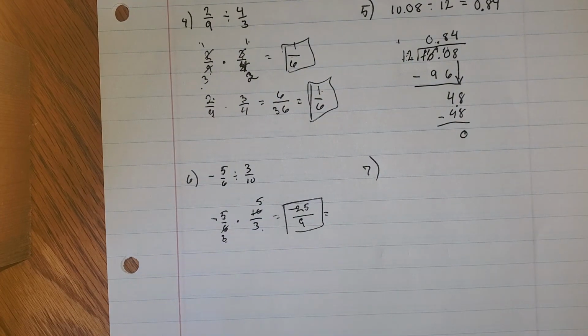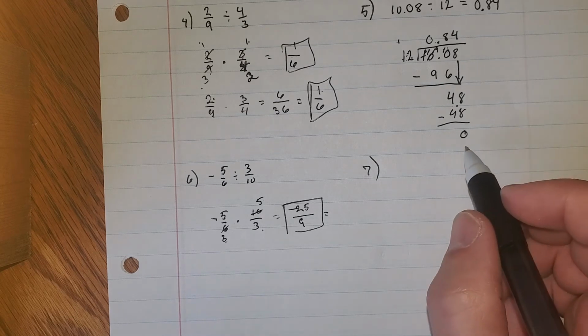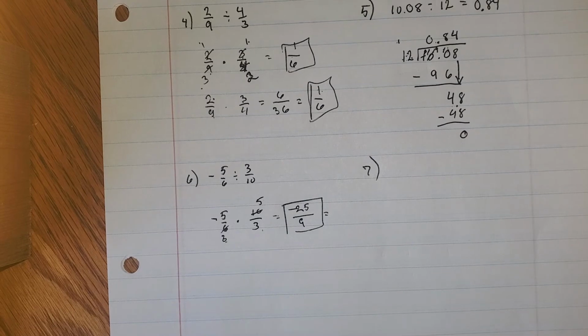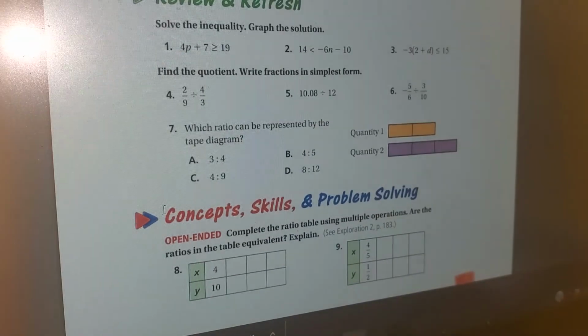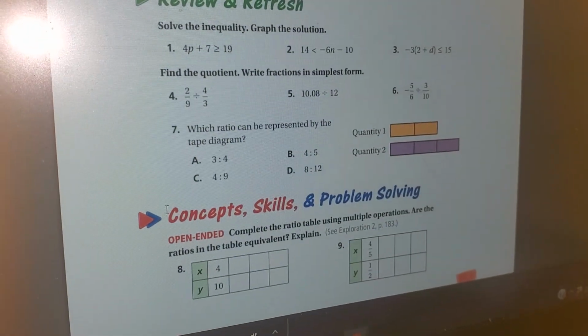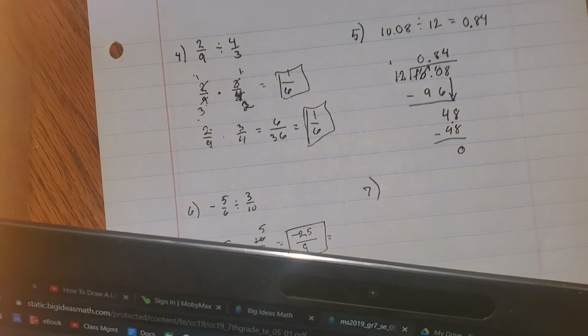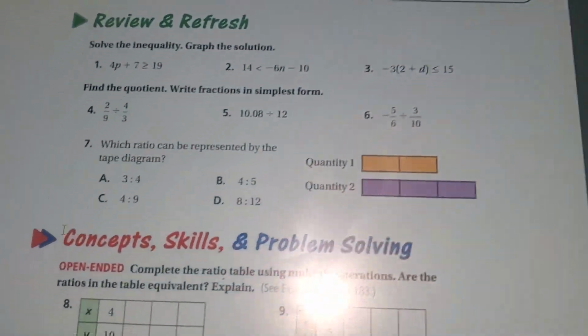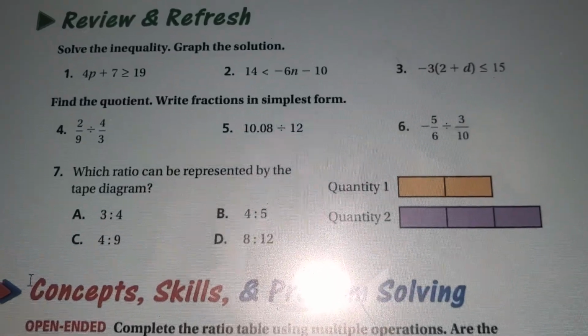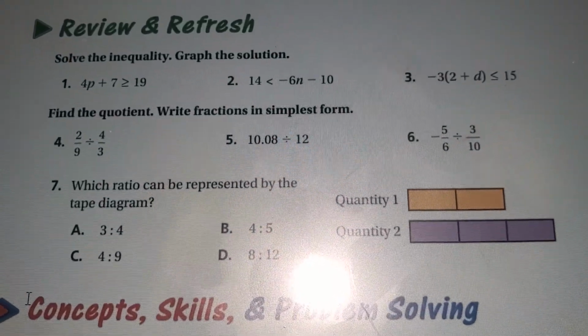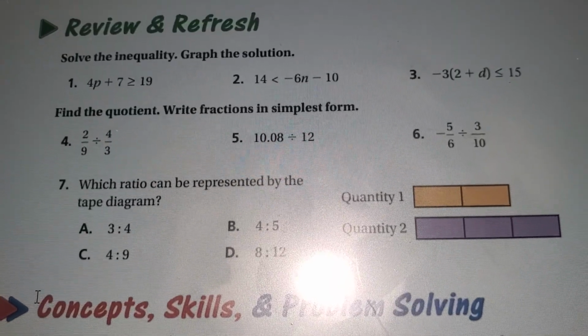Which ratio can be represented by the tape diagram? A, quantity 1, quantity 2. Let's look. You have it here, but I don't know if I can do it with my computer. No, the thing I've got to hold my phone up is not wide enough to do this. I could do it like this here. And so which ratio can be represented? It looks like 2 to 3 to me. Is there a 2 to 3? I think D is a 2 to 3.